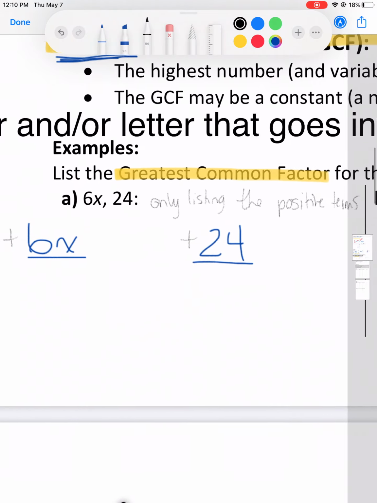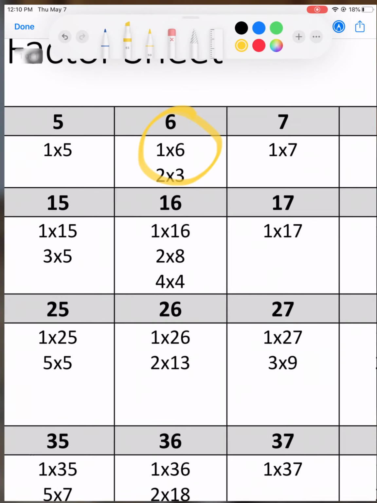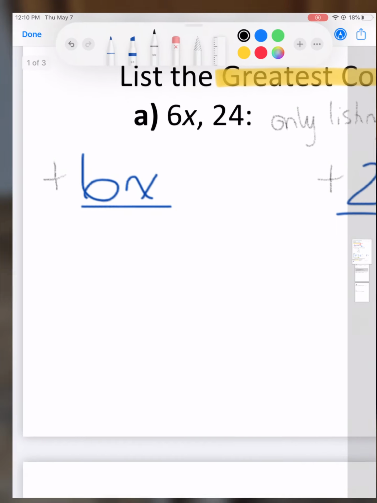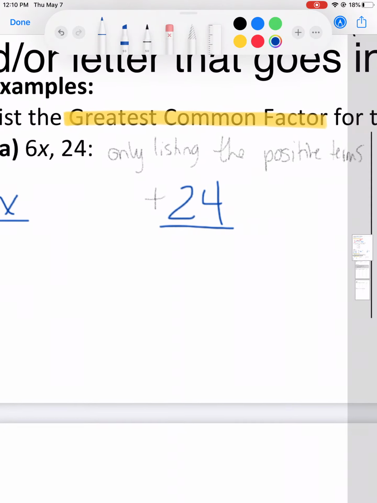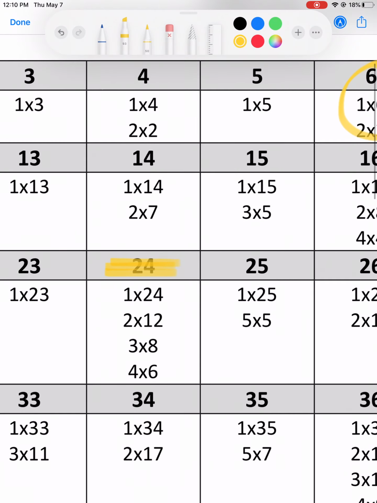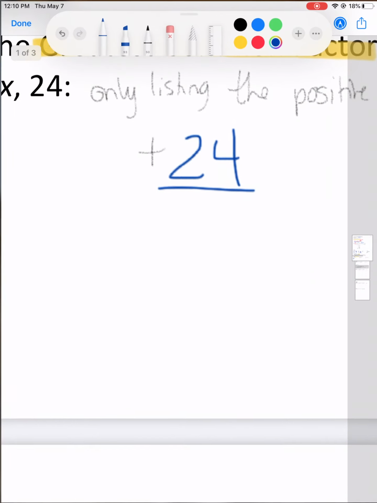So, what are my factors for 6x? Well, again, here's my 6. I have 1, 6, 2, and 3, and I can't forget that x, right? Because the x is there. We can't just get rid of it. What are my factors for 24? 1, 24, 2 and 12, 3 and 8, 4 and 6. We already went through those.